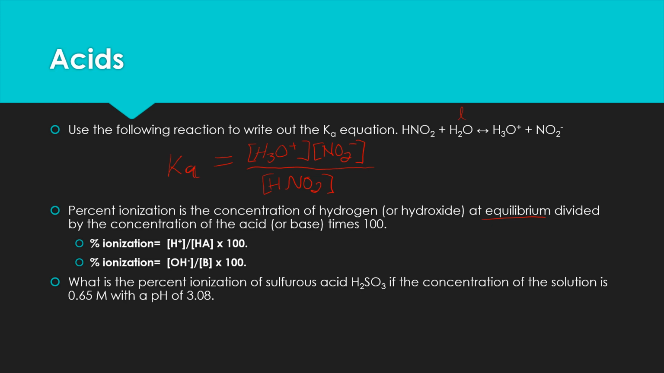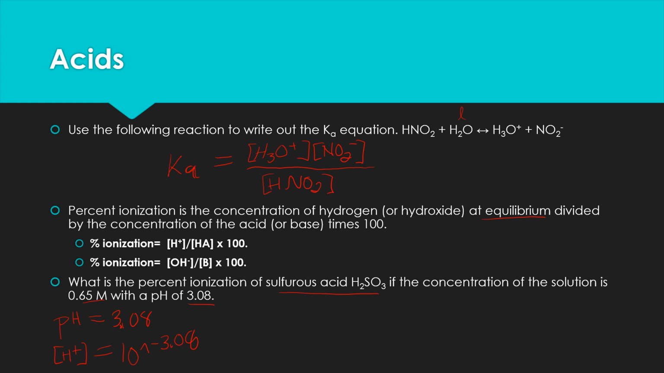So here's an example. What is the percent ionization of sulfurous acid, H2SO3, if the concentration of the solution is 0.65 molar and it has a pH of 3.08? Well, let's start with that pH. What can that pH help us find? Well, pH is the power of the hydrogen ion, so we know it's 3.08. We can use that to find the concentration of just our hydrogen ion, which is also the concentration of the H3O plus, right? Same thing, by undoing our pH. That's 10 to the negative pH, 3.08. And we can solve that part.